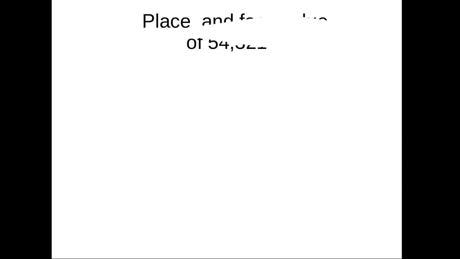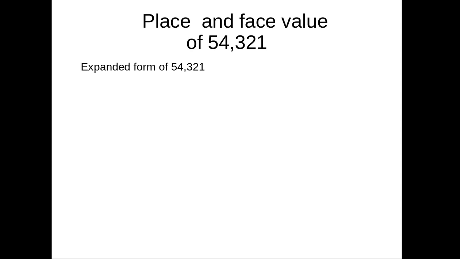Then we are going to learn about place value and face value. Okay, see, we will try to place 54,321 into its place value and face value. But first we write it in expanded form, that means 50,000 plus 4,000 plus 300 plus 20 plus 1. Then we will place its place value and face value.